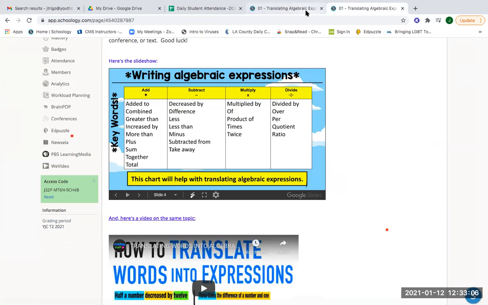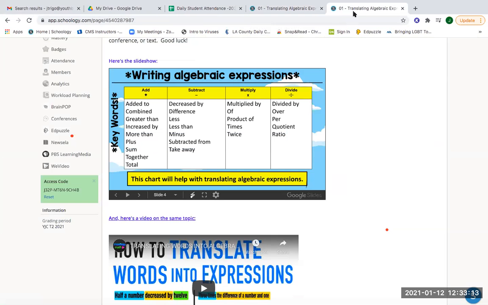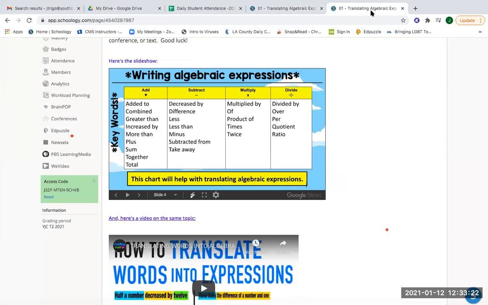So why don't we call it something that is used mostly, let's just use per, a number per 18. That's it. You can use other words that were here. You could say divided by, a number divided by 18, or a number over 18, or a number quotient 18, or a number ratio of 18. Okay.